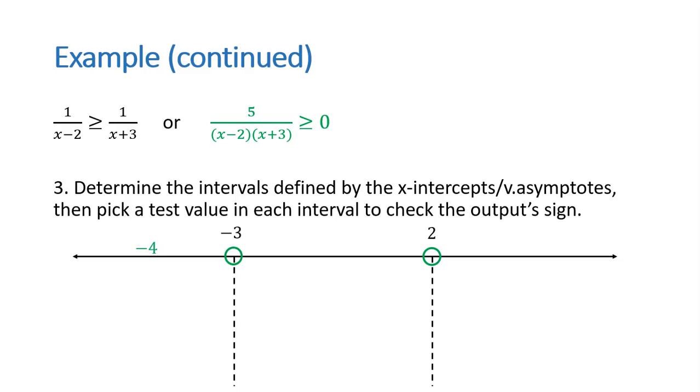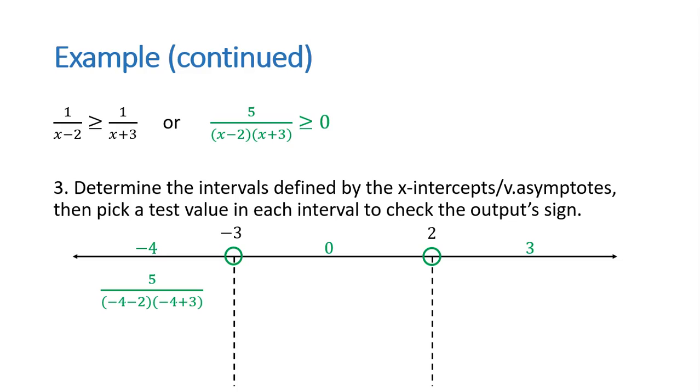Pick a test value, so let's do -4, 0, and 3. So for our first range, notice we're not plugging anything into the numerator. So the sign of the numerator is never going to change. Because the numerator is identically 5, each numerator is always going to be positive.